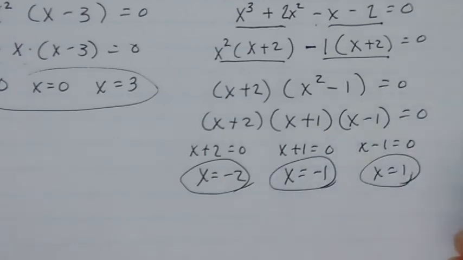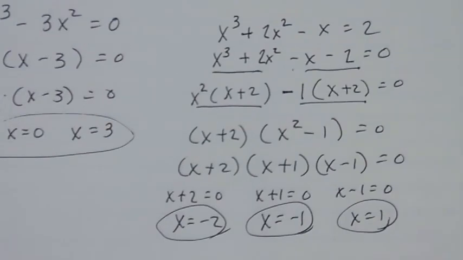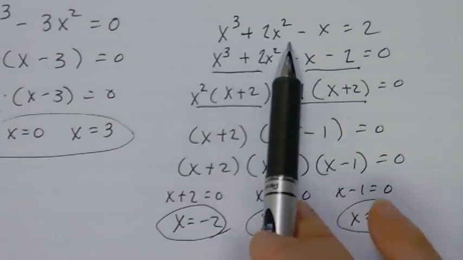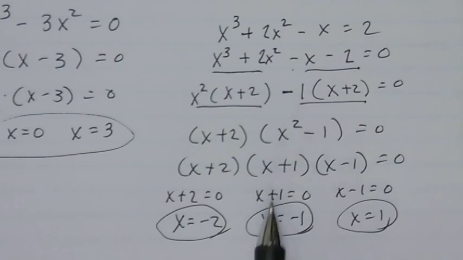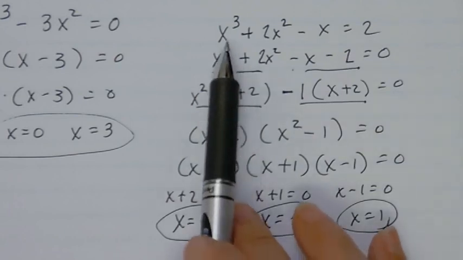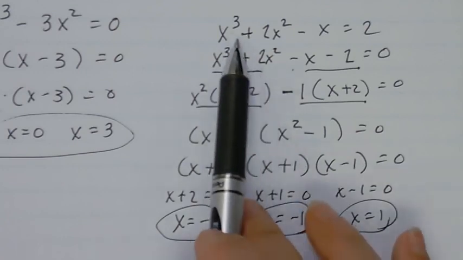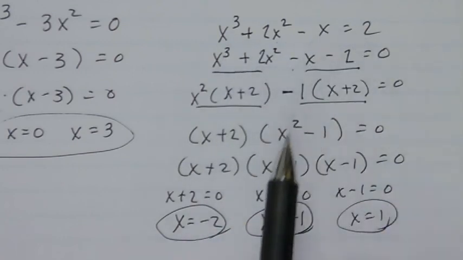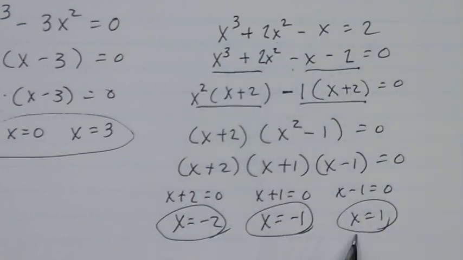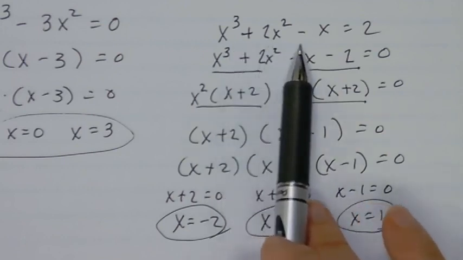So that means that if I go up here and I put negative 2 in for x, I should get 2. If I take negative 1 and put it in for x, I should get 2. If I put positive 1 in for x, I should get 2. These are the 3 solutions that make this a true statement.